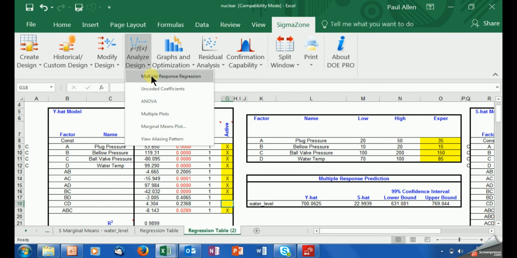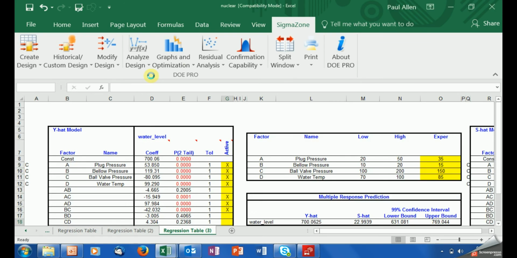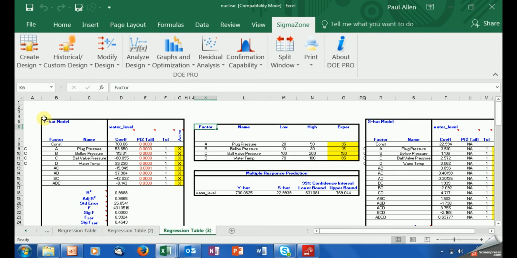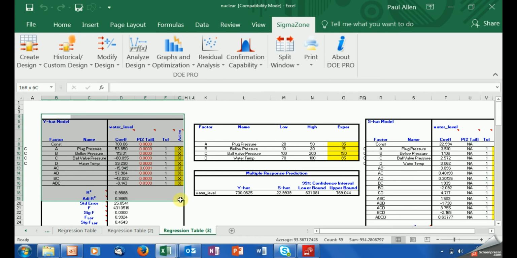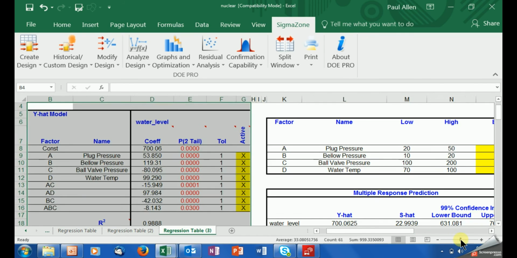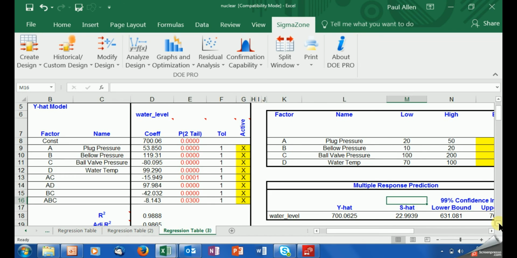Analyze, design, multiple response regression. Again, I'll just blow that up. And there we go. There's the model, all red p-values. That's exactly what we want to see. So that model is now ready to do some prediction.